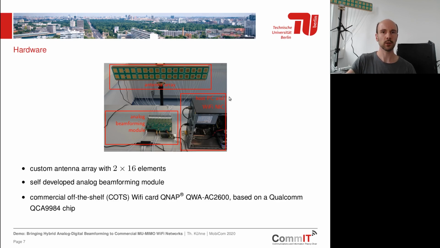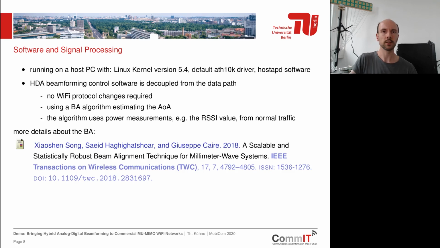So in terms of hardware, we have our custom antenna array, which you can also see behind me. We have our analog beamforming module, and both of them, the hybrid system, are connected to the commercial Wi-Fi card in our host PC, which is a standard Intel PC, and the Wi-Fi card you can commercially buy. It's based on a Qualcomm chip, but with this limitation of a maximum multi-user MIMO gain of 3, which you will see in our results as a maximum. In terms of software, we are running on Linux, and we use the default Wi-Fi driver and hostapd software for access point functionality.